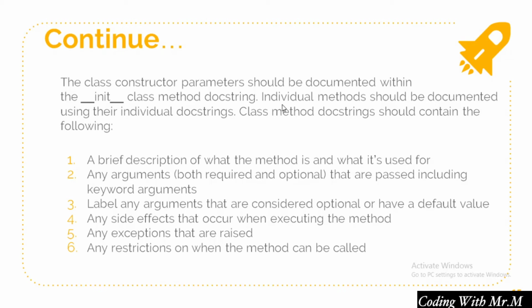Individual methods should be documented using their individual docstrings. A class method docstring should contain the following: a brief description of what the method is and what it is used for, any arguments, both required and optional, that are passed, including keyword arguments, labeling any arguments that are considered optional or have a default value, any side effects that occur when executing the method, any exceptions that are raised, and any restrictions on when the method can be called.